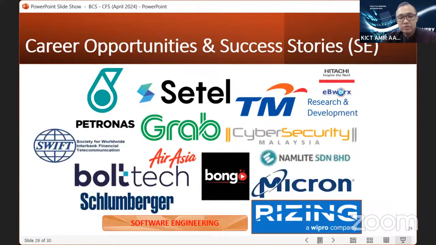Also, if you go into software engineering, there's not less opportunity for you to gain a good career. Some of our software engineering students make it into big companies like Micron, Namlight, AirAsia, Grab, Hitachi, and again Petronas, like Dr. Lee mentioned, they are our strong partner in getting our students. And of course, Swift is a well-known banking company that is doing international transactions. So these are some of the success stories of the BCS students in getting internship and then getting a job after finishing their degree.